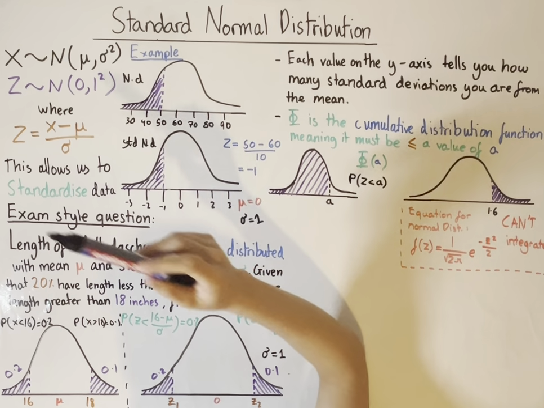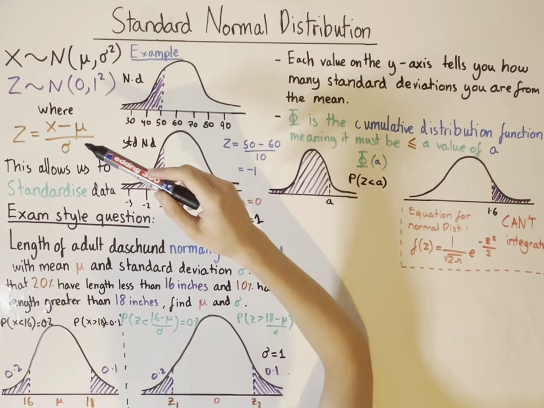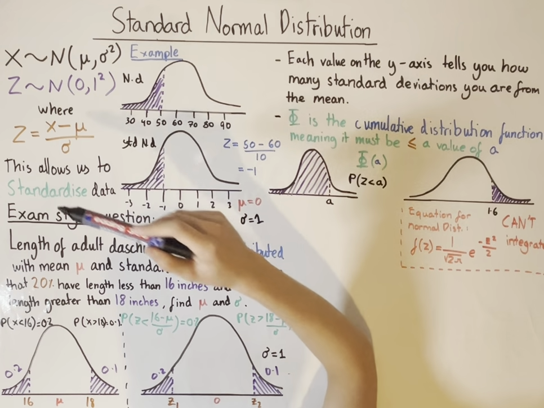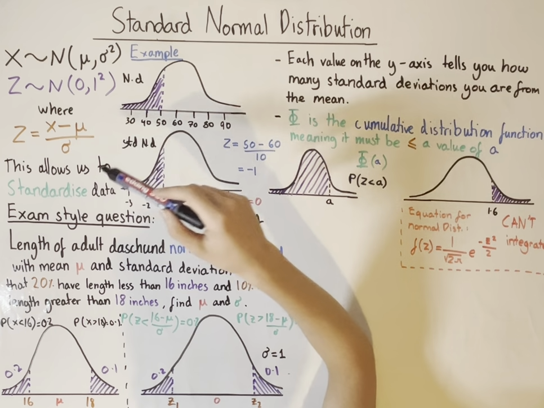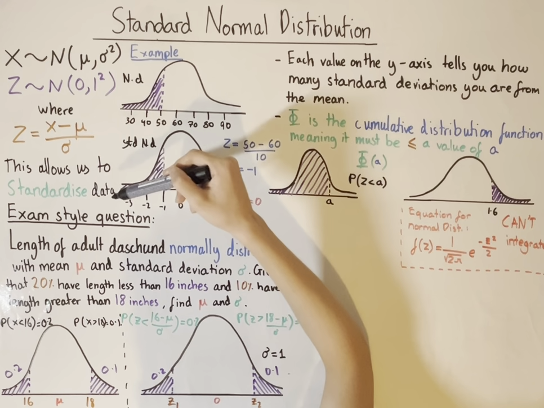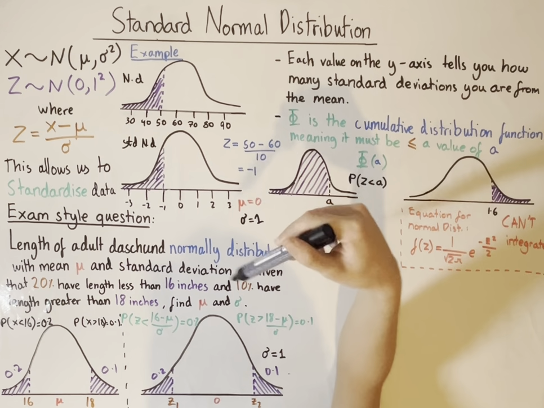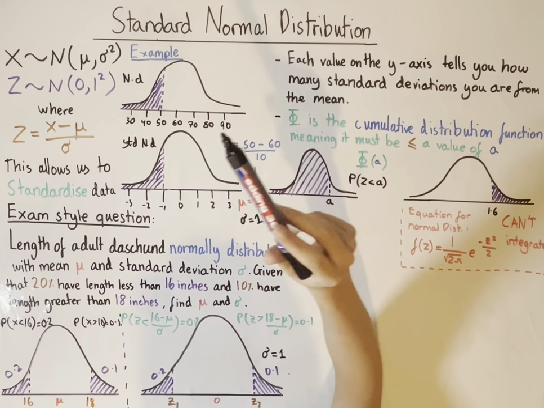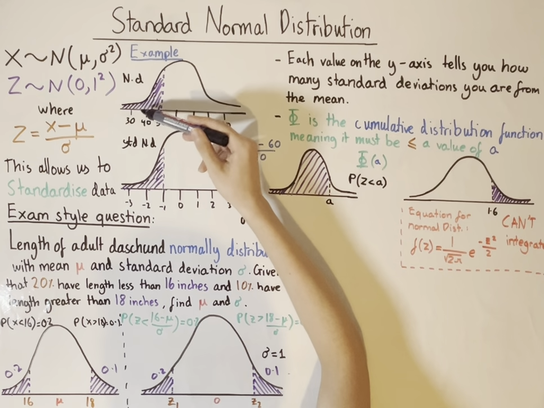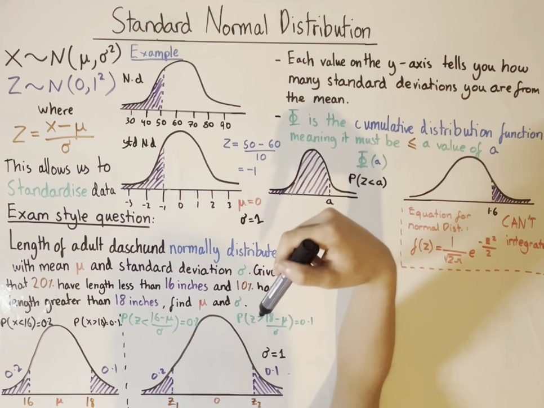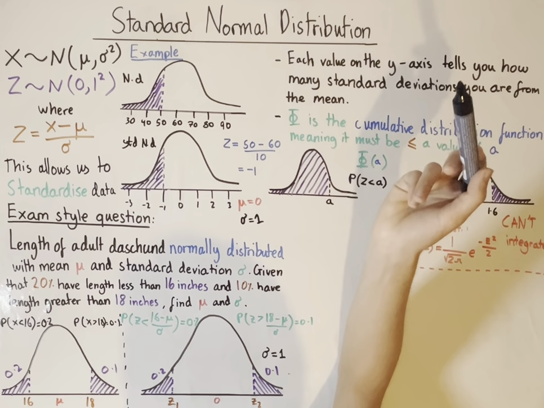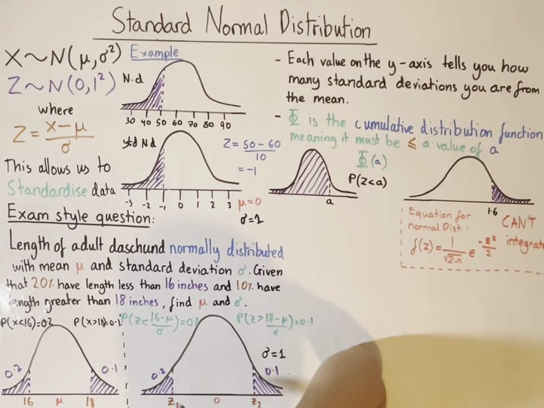So we can say that z is equal to x minus the mean over the standard deviation, which allows us to standardize the data. This is useful when we want to compare sets of data that have different values on the y-axis, and also for large sets of data.